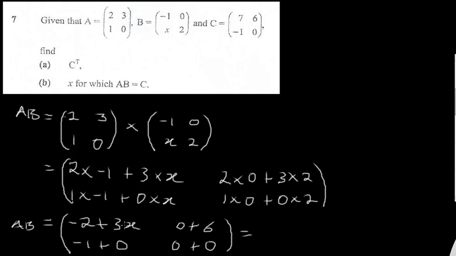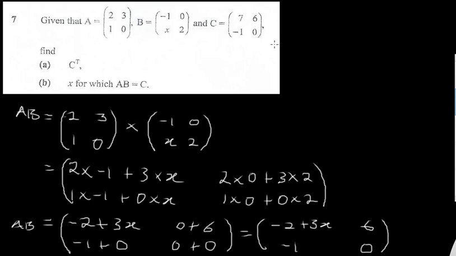can't add these two because they are not common factors. They have different variables. So we'd have -2 plus 3x still remains the same. 0 plus 6 gives us a 6. -1 plus 0 gives us -1. And 0 plus 0 gives us 0.